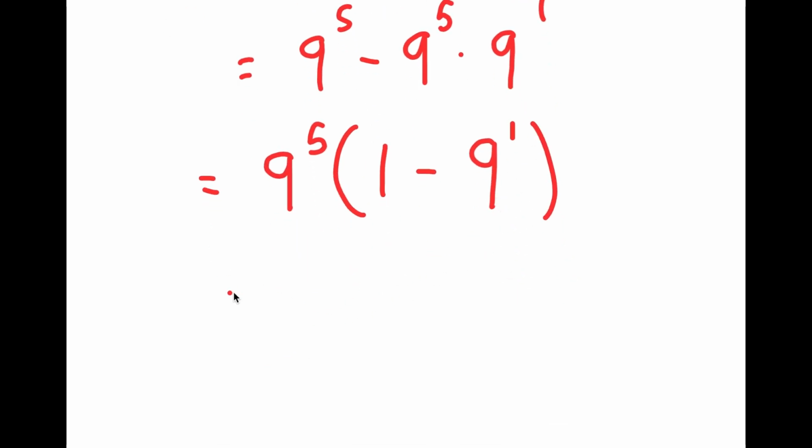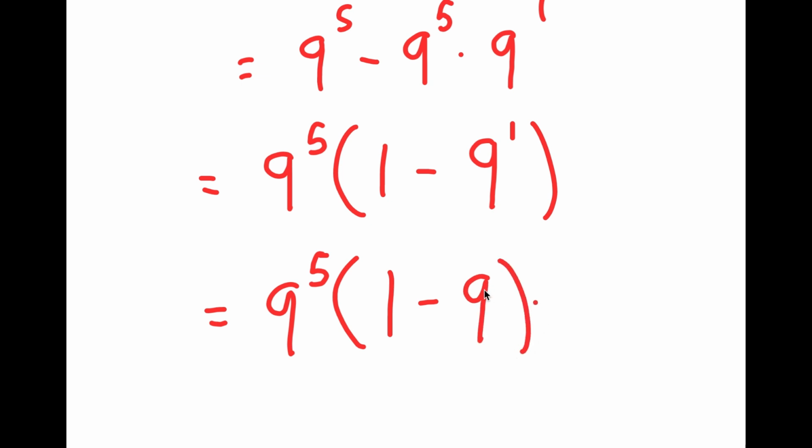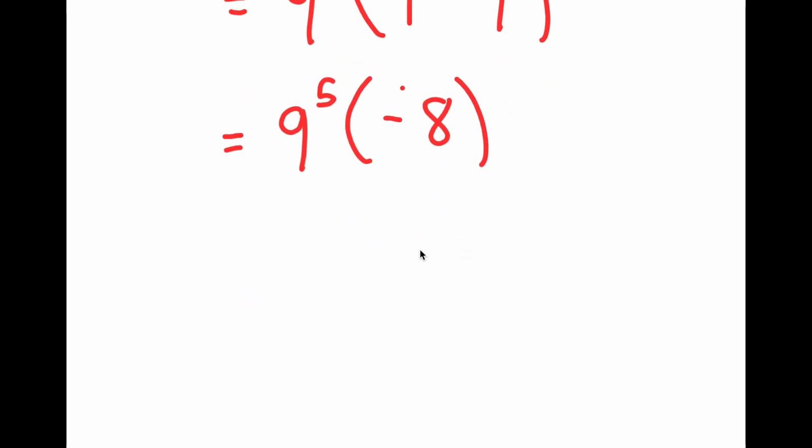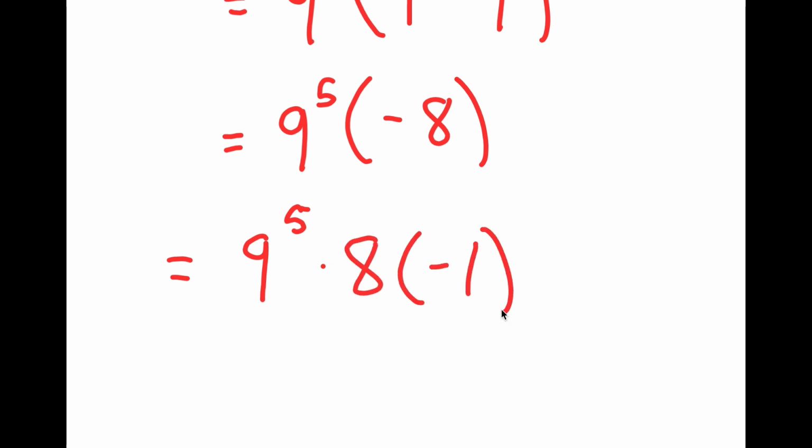And 9 to the power of 1 is equal to 9, so I get 9 to the power of 5 times 1 minus 9. And 1 minus 9 is the same thing as negative 8, so I get 9 to the power of 5 times negative 8. And this is equal to 9 to the power of 5 times 8 times negative 1.